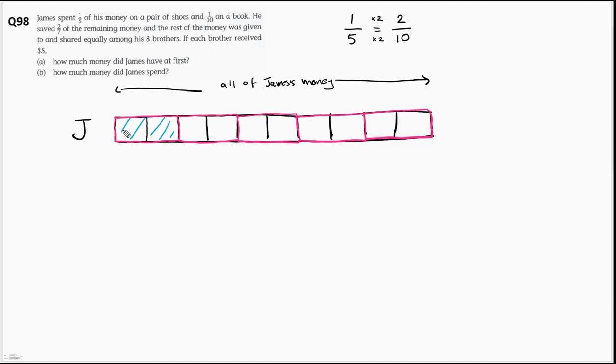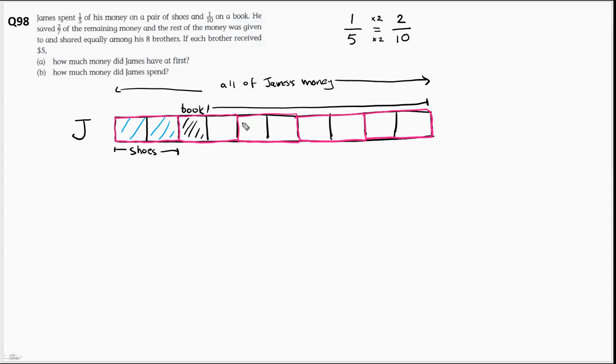So bar models are good for showing that sort of thing off. Okay. So he's spent 1/5 of his money on a pair of shoes. So this is shoes. Okay. And then 1/10 on a book. So this is also gone. I'll put it up here. This is a book. Okay. He saved 2/7 of the remaining money. So what's the remaining money? Well, the remaining money is this part here.